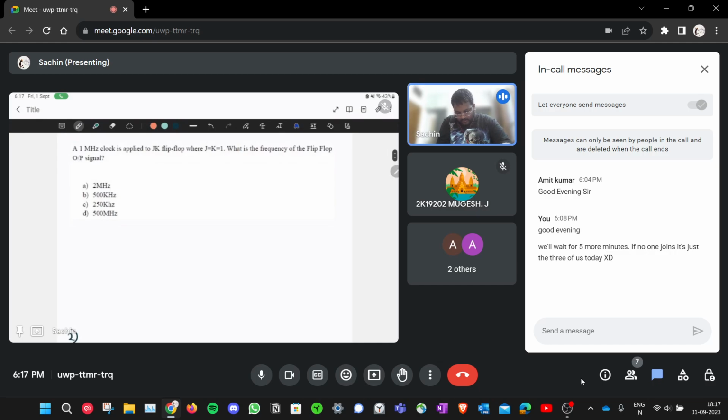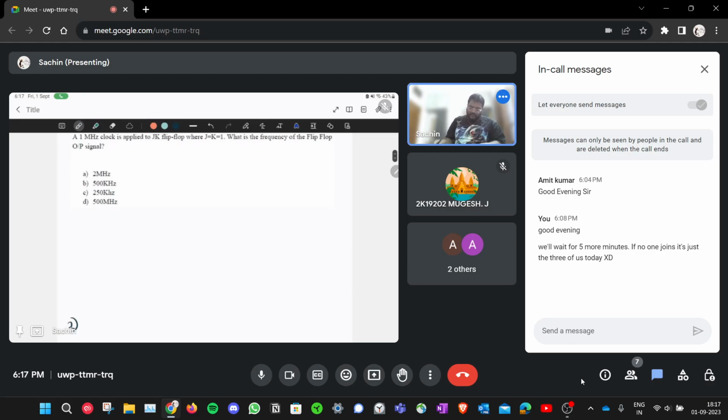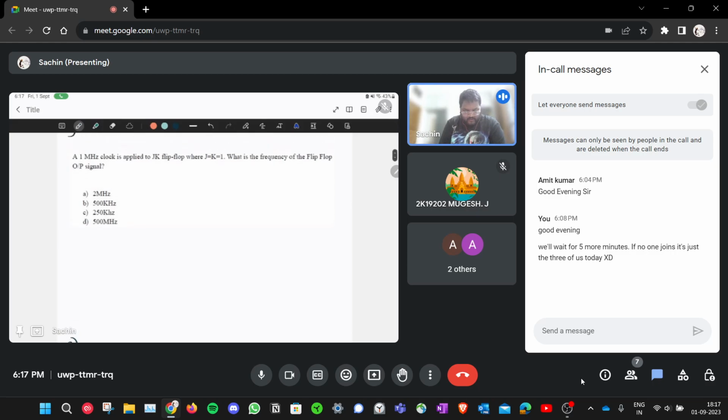Okay, a 1 megahertz clock is applied to a JK flip-flop where J is equal to K is equal to 1. What is the frequency of the flip-flop output signal? As you've seen in lecture, when J is equal to K is equal to 1 in a JK flip-flop, the output will toggle, right? And if you have a clock and it's given as a flip-flop, you will usually assume it's edge triggered. Level triggered, they'll usually call it a latch.